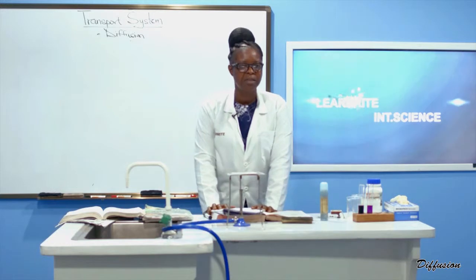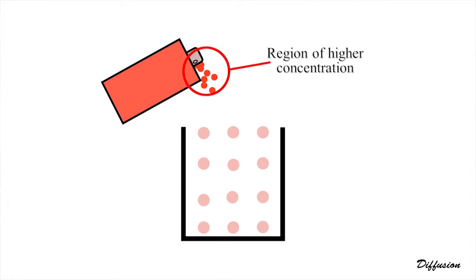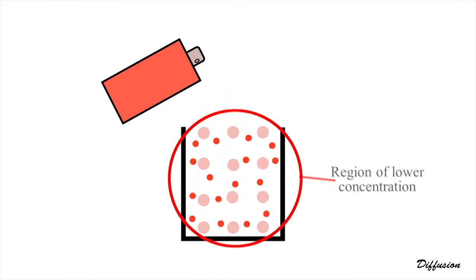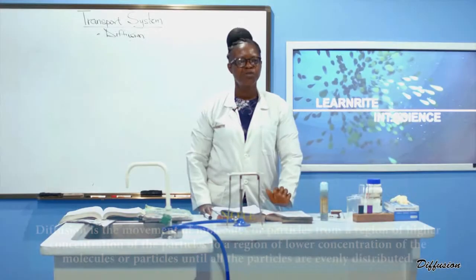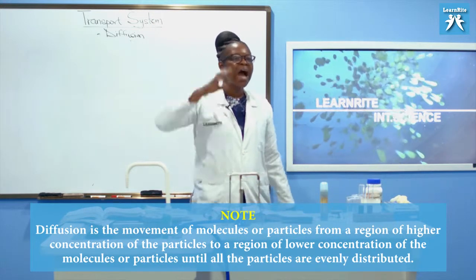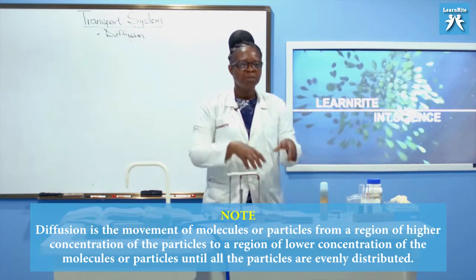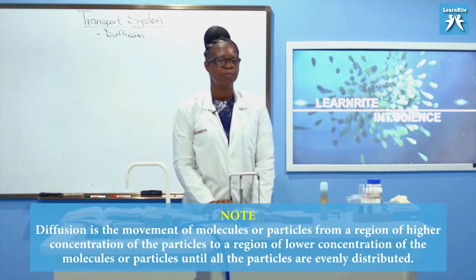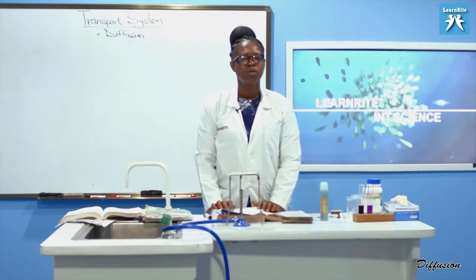Diffusion could be defined as the movement of molecules or particles from a region of higher concentration of the particles to a region of lower concentration of the particles until all the particles are evenly distributed. I'll say it again: diffusion is defined as the movement of molecules or particles from a region of high concentration to a region of lower concentration until all the particles are evenly distributed. That is known as diffusion. In examination, if you are able to quote everything verbatim, you get 2 marks.